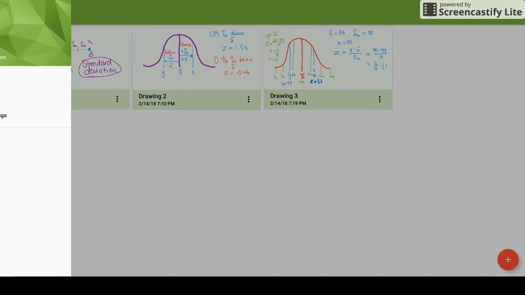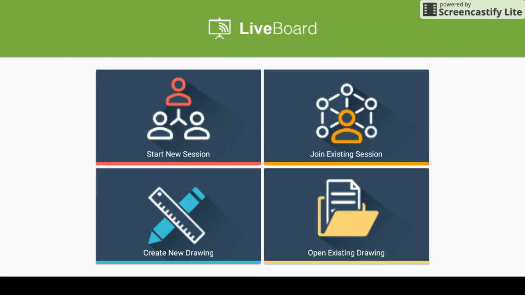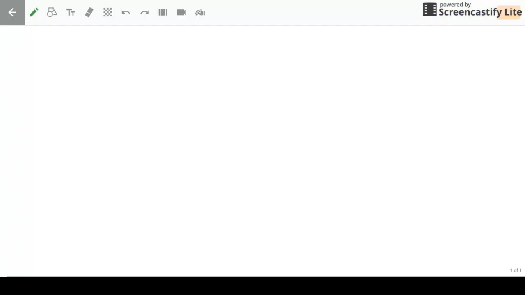Alright, so here's our next little tutorial. This one uses our z-score formula to figure out what a different number might be. So we've been using it to figure out what x is.